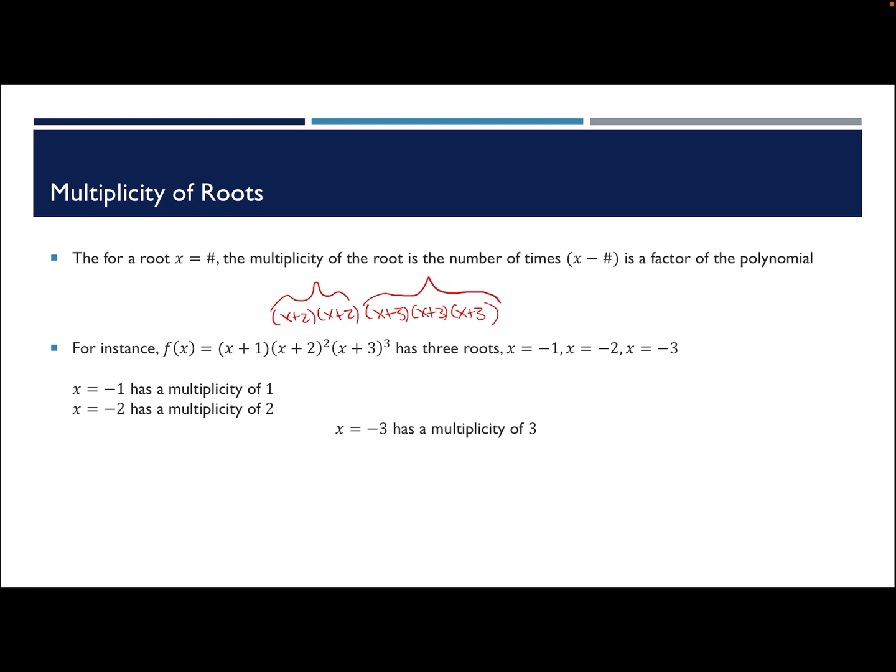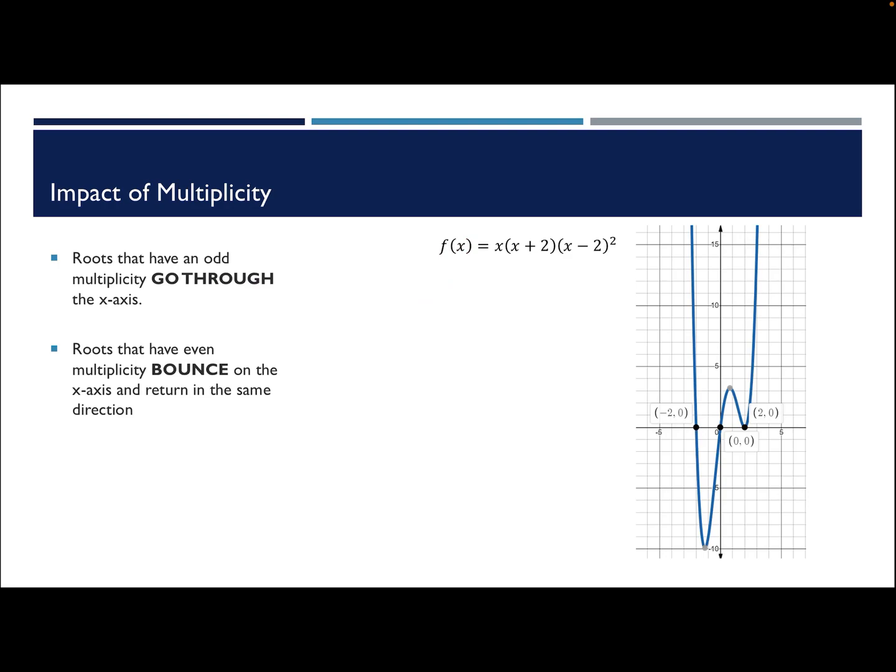And remember, at roots of multiplicity that are greater than 1, the graph is going to flatten a little bit at that 0. So the impact that the multiplicity has on a graph is, for roots of odd multiplicity, the graph is going to go through the x-axis. And for roots of even multiplicity, the graph is going to bounce on that axis and return in the same direction. And that's going to create a max or a minimum value, depending on where that root of even multiplicity is located.